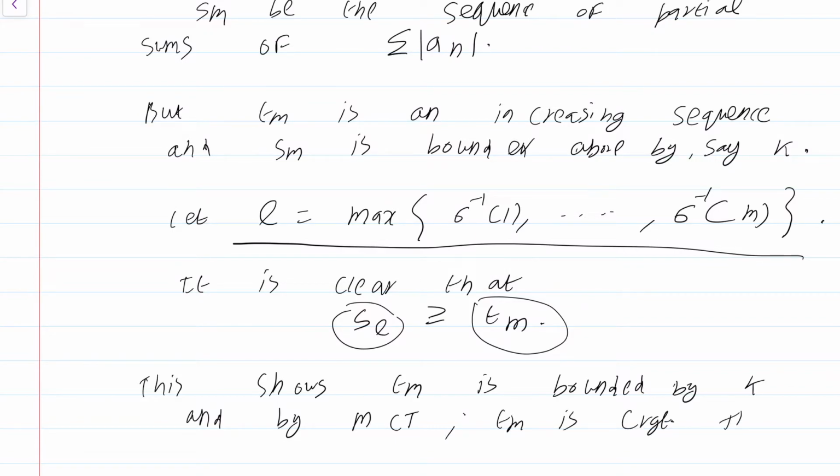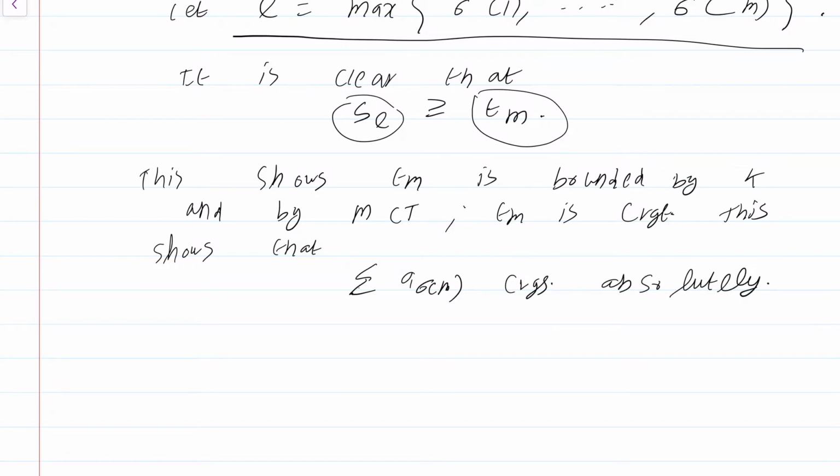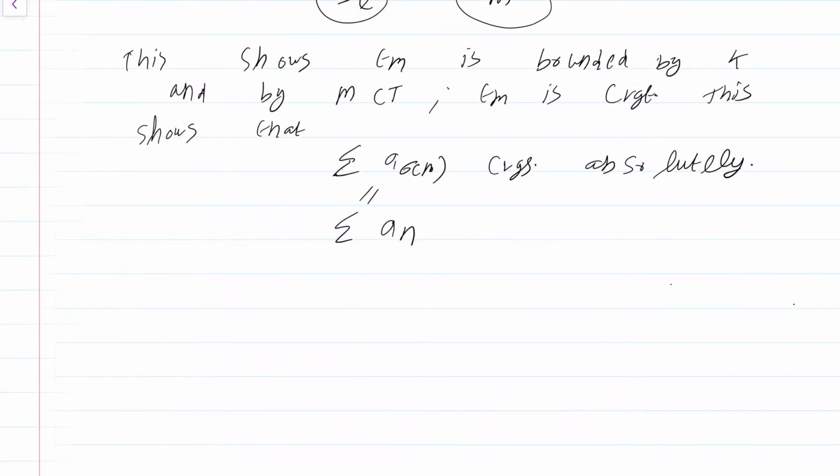This shows that summation A sigma n converges absolutely. Now, this doesn't finish the proof. We still have to show that this converges to the same thing as summation an.